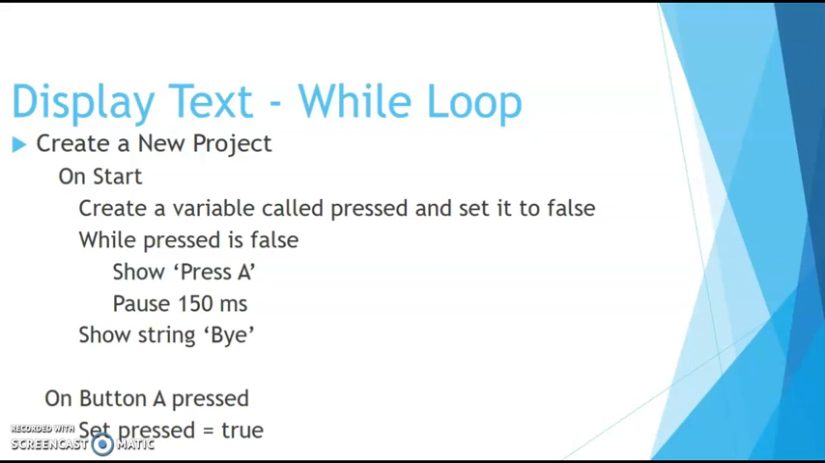At the start, we're going to create a variable called pressed and set it to false. And then while pressed is false, we're going to show press A and pause. And it's going to keep doing that while A is not pressed. When we press the button A down here, we'll see that it sets pressed to true. That will cause it to fall out of this loop, and after the loop we're going to show a string by. So let's have a look at how we might do that.